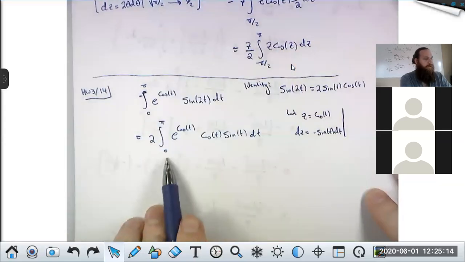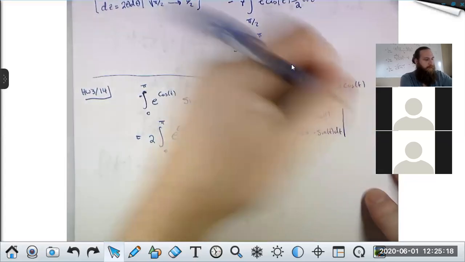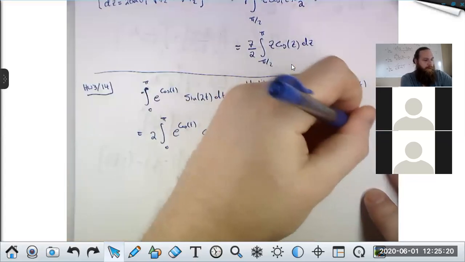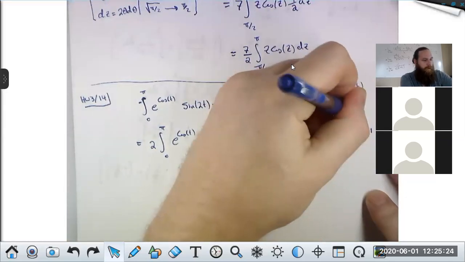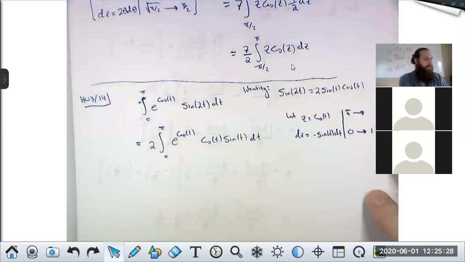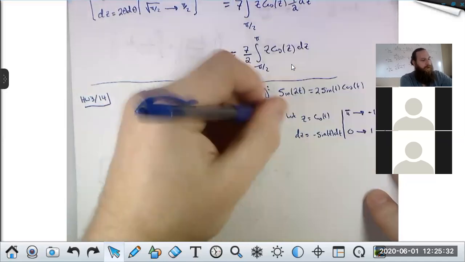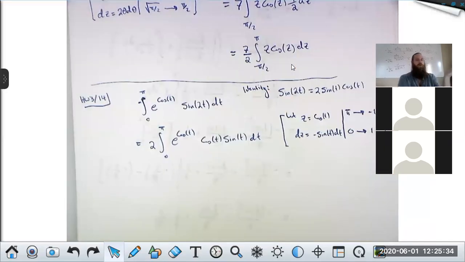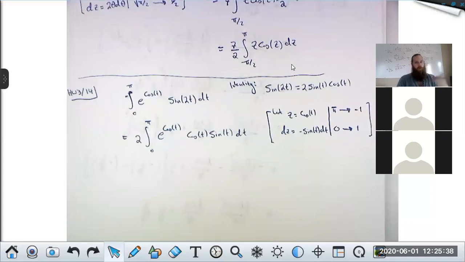My bounds will change. When t is equal to 0, z is equal to the cosine of 0, which is 1. So the bound 0 goes to the bound 1. And the bound pi, the cosine of pi is negative 1, right? So you got to know your unit circle. You got to know your trig identities. No escaping it, especially in the stuff we're doing this week.